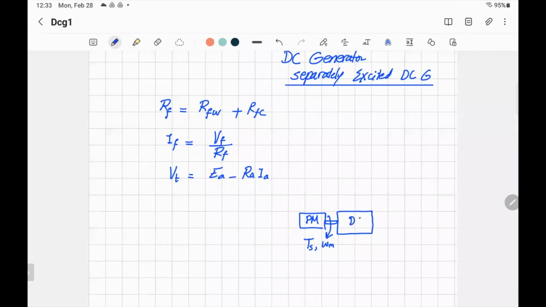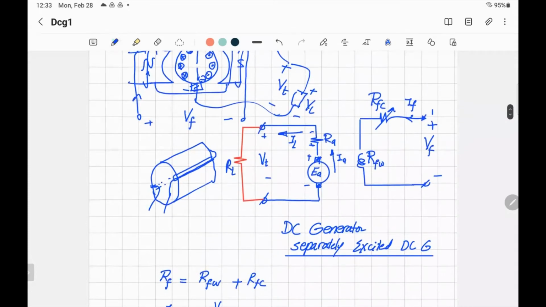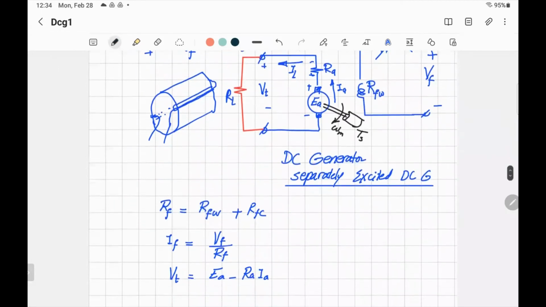That's the DC generator. So what happened? Voltage is produced. If you like to put it in the diagram here, there is a shaft connected to the prime mover, and this one is rotating by omega, and the torque of the external force or external energy source is TS, the shaft torque.